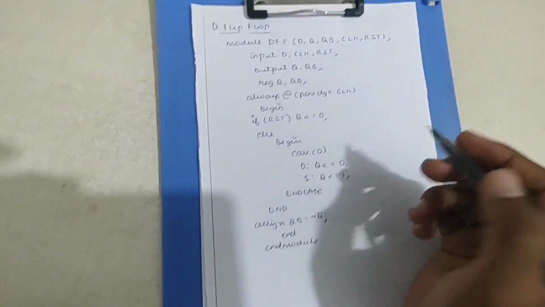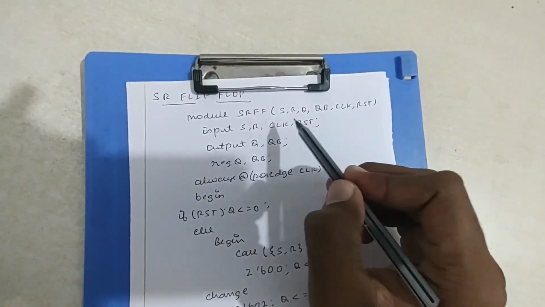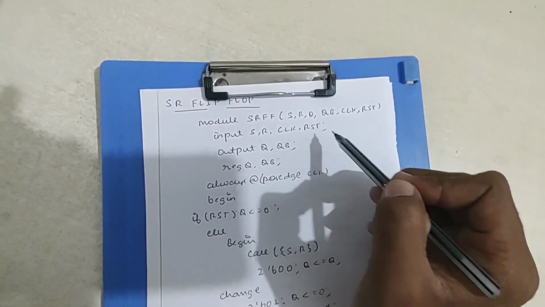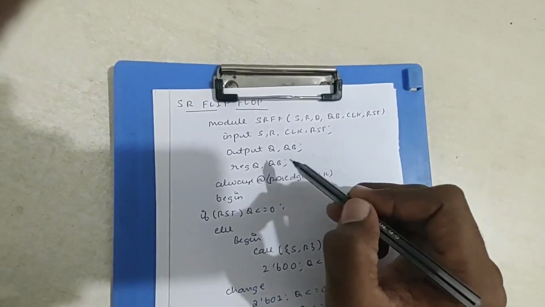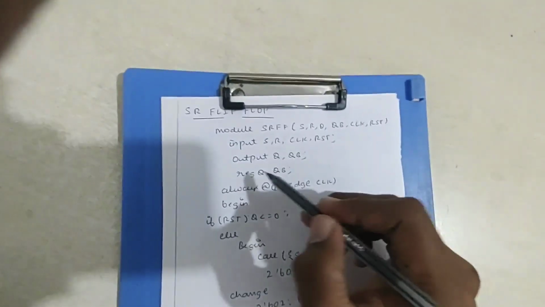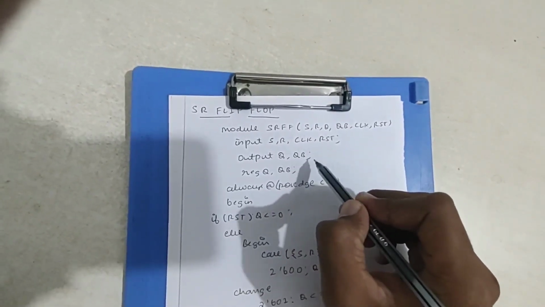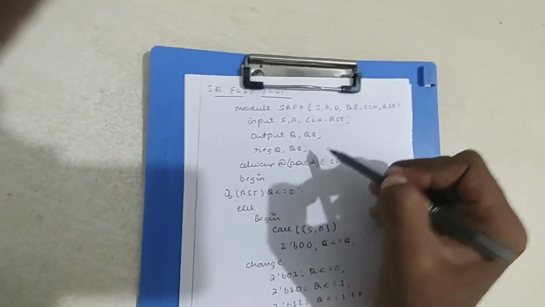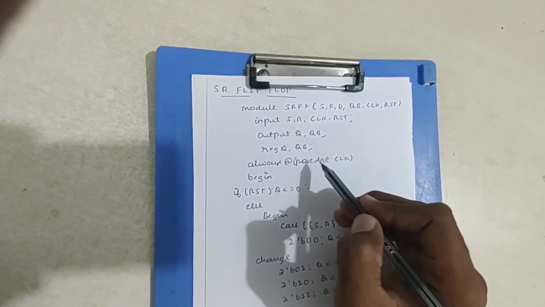And now we shall start studying the SR flip-flop. The SR flip-flop consists of module SRFF of S, R, Q, QB, CLK, RST. Here S represents the set input and R represents the reset input, whereas CLK represents the clock input and RST represents the reset input, where Q is the output representing the state of the flip-flop and QB is the complemented output. Here the register declarations of Q and QB: these are the registers that store the current state of the flip-flop and its complement.